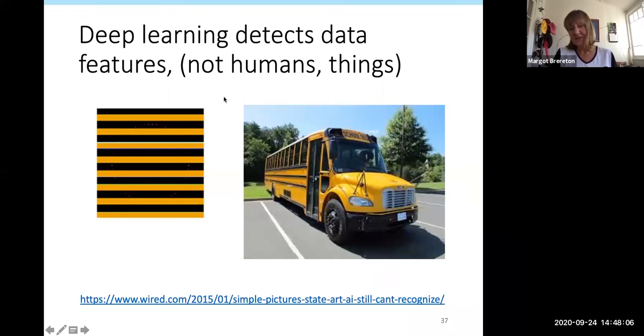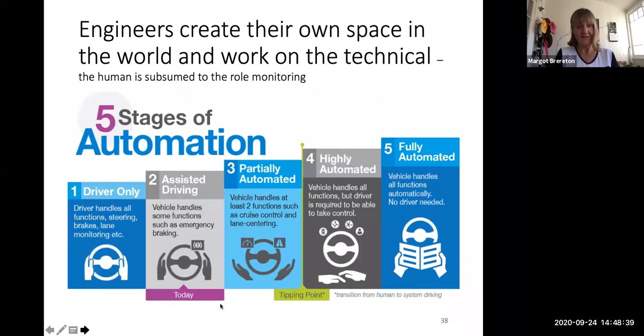Of course, I don't know if you saw the talk by Rod Brooks from the MIT robotics lab, but he used a slide very similar to this to point out that deep learning detects data features, and not humans and things. So there are simple pictures that can't be recognized by people. For example, this black and yellow grid would be recognized as a school bus, even though it has no school bus in it. So it's really important to remember that our algorithms are limited to recognizing data features.